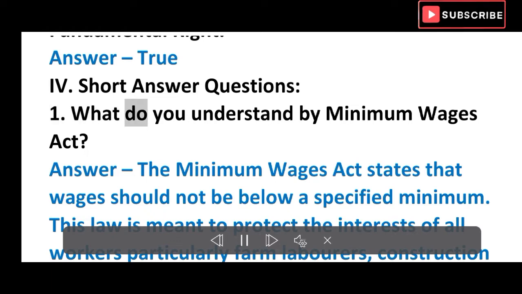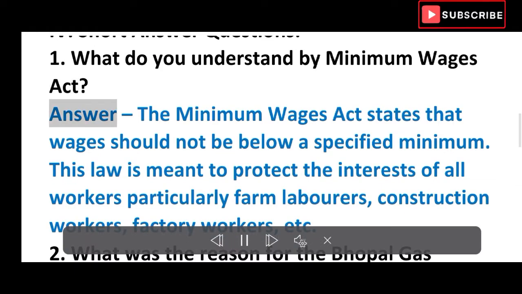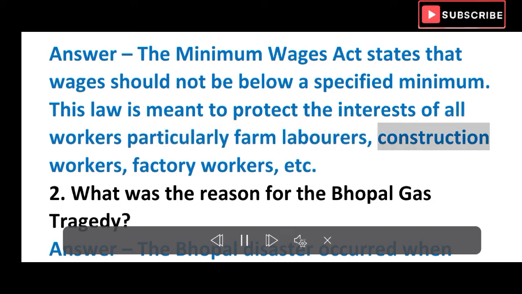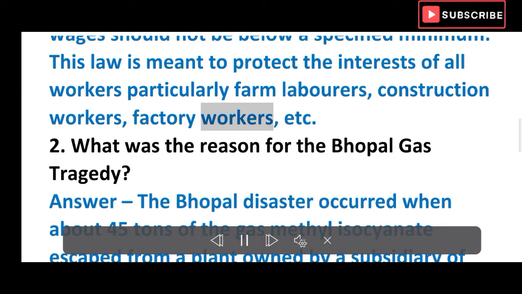1. What do you understand by Minimum Wages Act? Answer. The Minimum Wages Act states that wages should not be below a specified minimum. This law is meant to protect the interests of all workers, particularly farm laborers, construction workers, factory workers, etc.